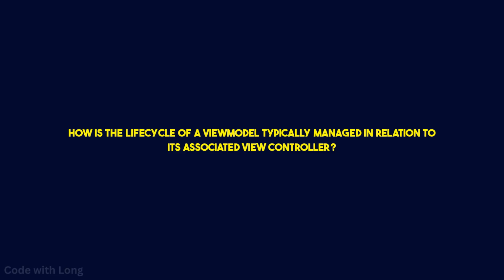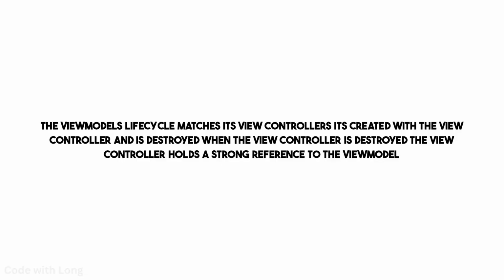How is the lifecycle of a view model typically managed in relation to its associated view controller? The view model's lifecycle matches its view controller's. It's created with the view controller and is destroyed when the view controller is destroyed. The view controller holds a strong reference to the view model.